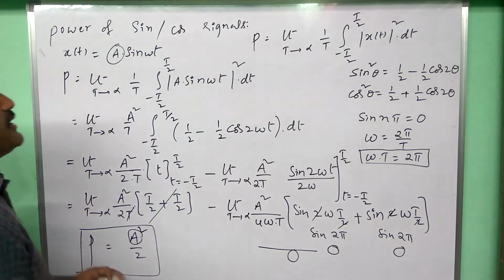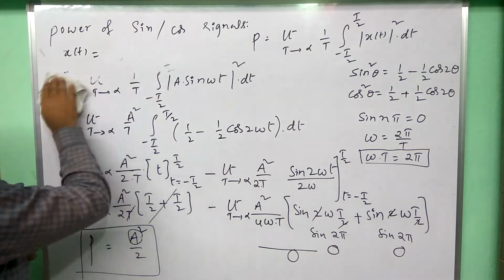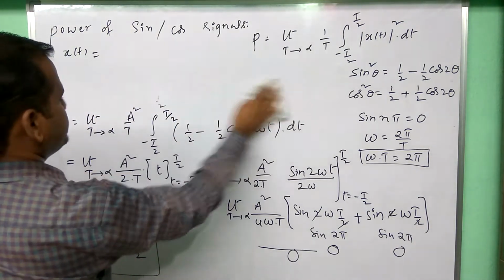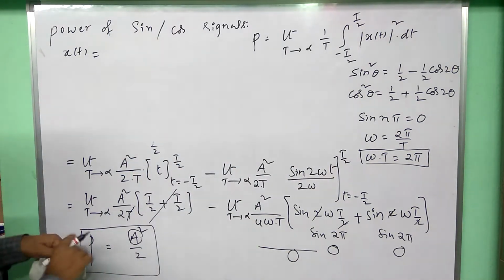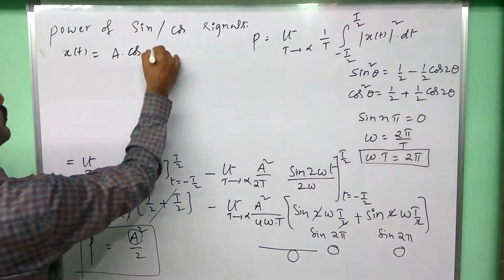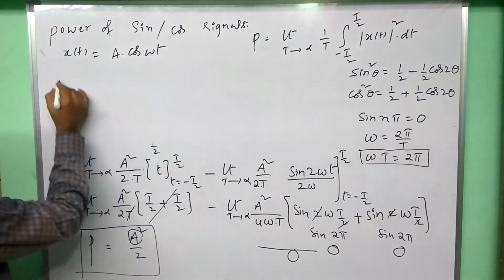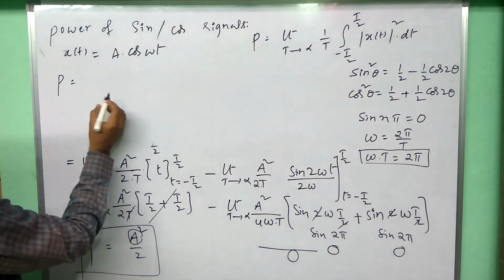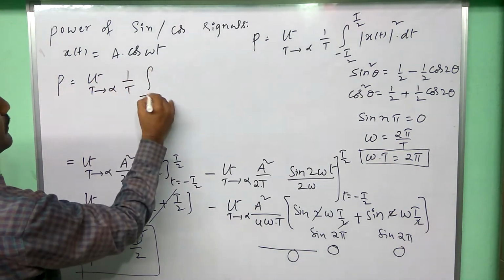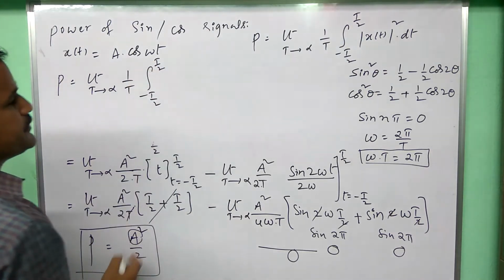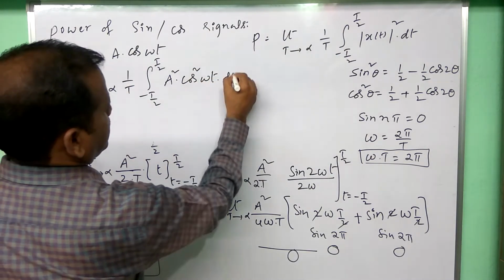Let us consider a cos signal x of t. Now I am considering a cos omega t signal. Now by using this power formula again, let us substitute x of t equal to a cos omega t. That is limit t tending to infinity 1 by t, integral from minus t by 2 to plus t by 2, a square cos square omega t dt.